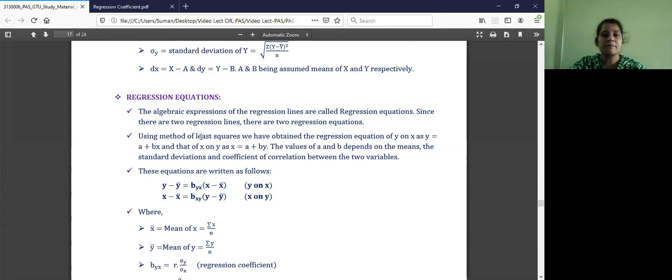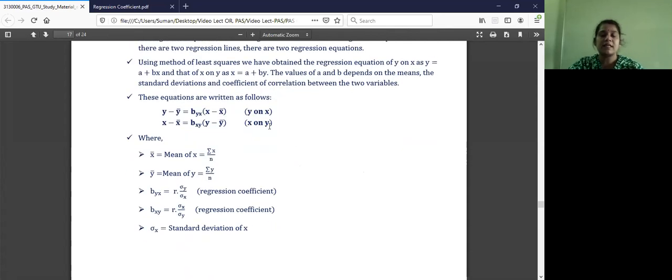Next, using the method of least squares, we have obtained the regression equation of y on x as y is equal to a plus bx, and that of x on y as x is equal to a plus by. We have already seen in our introductory session what curve fitting is and what the equation of the straight line y on x or x on y is. The values of a and b depend on the means, the standard deviations and the coefficient of correlation between the two variables. So these are two equations.